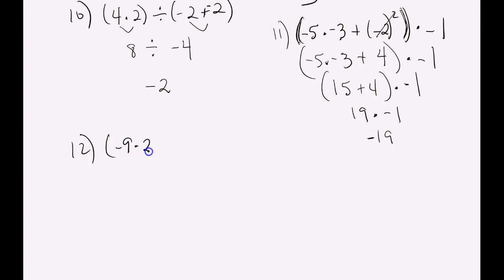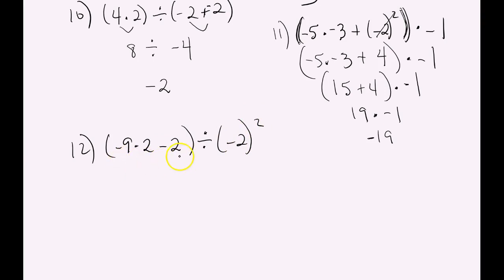Negative 9 times 2 minus 2 divided by negative 2 squared. Okay, so we have a lot going on here. I'm going to stay in this parentheses first, then I'll worry about this, because even though that's got a parenthesis, there's really nothing inside except one number. So that's really just more like an exponent than it is a parenthesis. So we're going to deal with all this first.